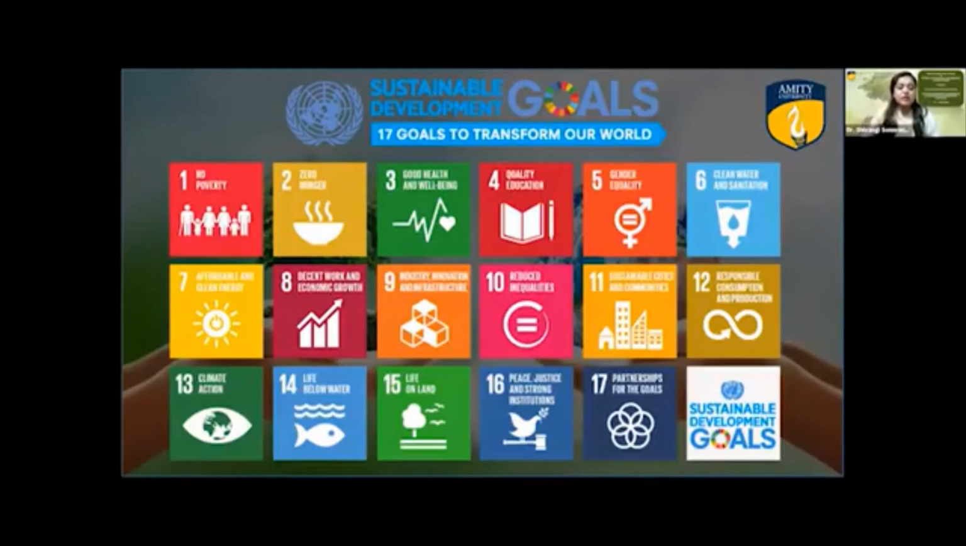SDG 7 is affordable and clean energy. As the population continues to grow, so will the demand for cheap energy. An economy reliant on fossil fuel is creating a drastic change to our climate, and everyone is aware of that. Expanding infrastructure and upgrading technology to provide clean and more efficient energy in all the countries, I'm not talking about only India, in all the countries, will encourage growth and a healthy environment.